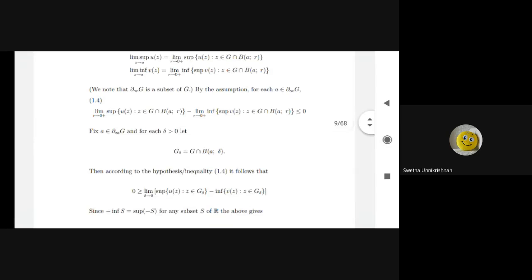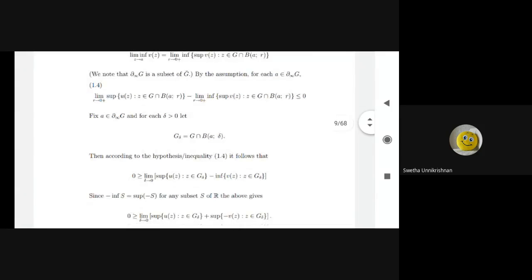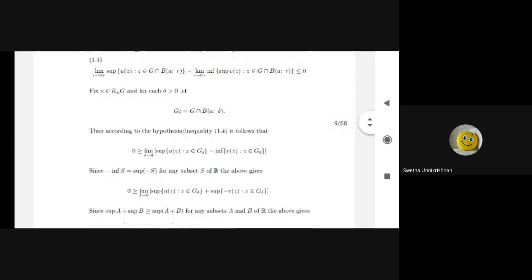Then we fix a point A in ∂∞G, and for each delta greater than 0, let G_delta equal G intersection B(A, delta). Then by our assumption, that is the inequality, we get that the limit as delta tends to 0 of supremum of V(Z) such that Z belongs to G_delta minus infimum of V(Z) such that Z belongs to G_delta is greater than or equal to 0.